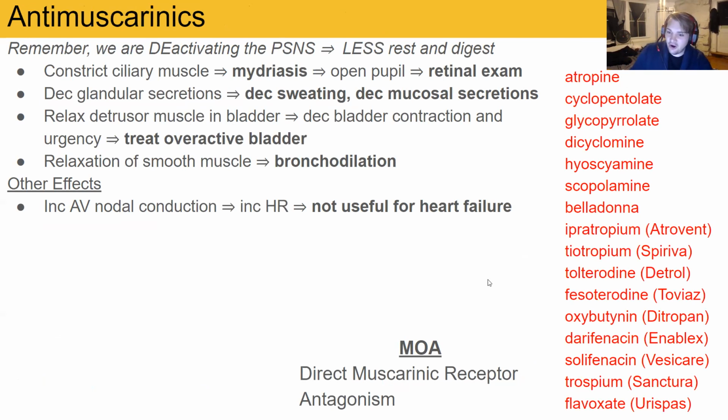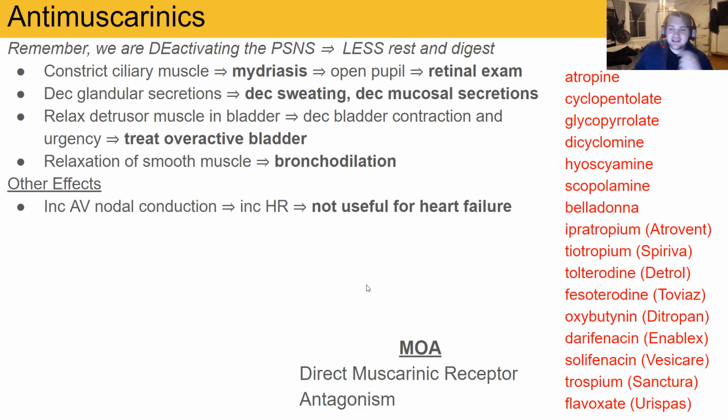Antimuscarinics. Oh boy, look at that list, right? Welcome to pharmacology. Big, big lists of drugs. All right. And yes, you would have to memorize all of these for the exam, including the brand names.